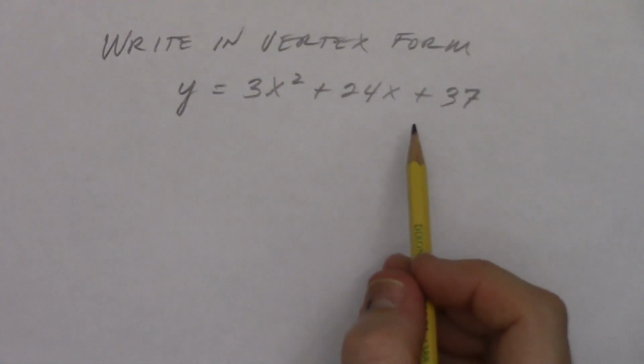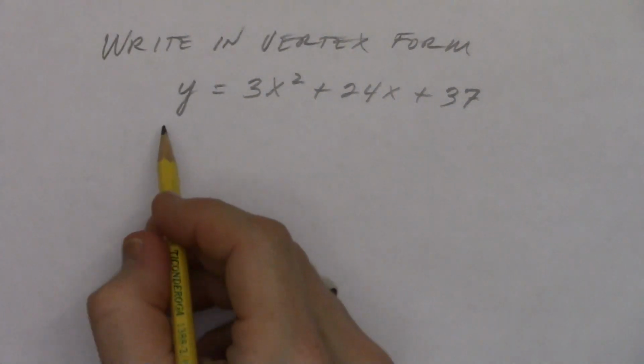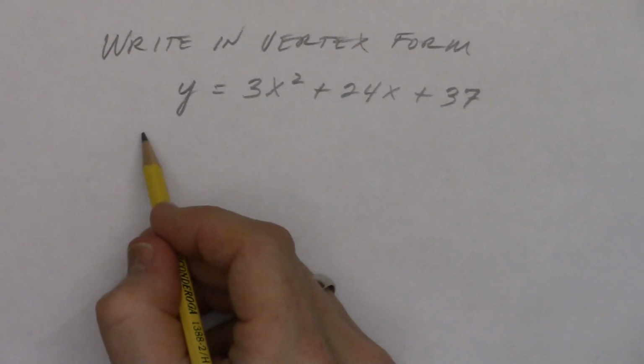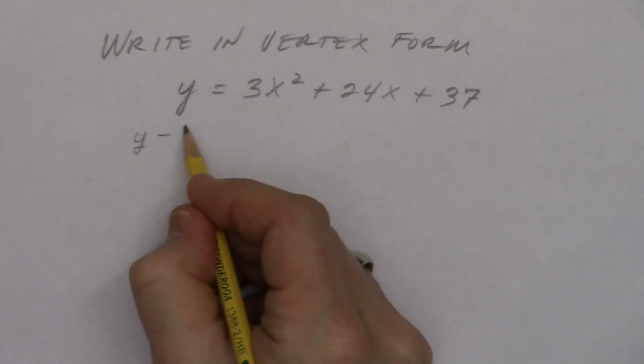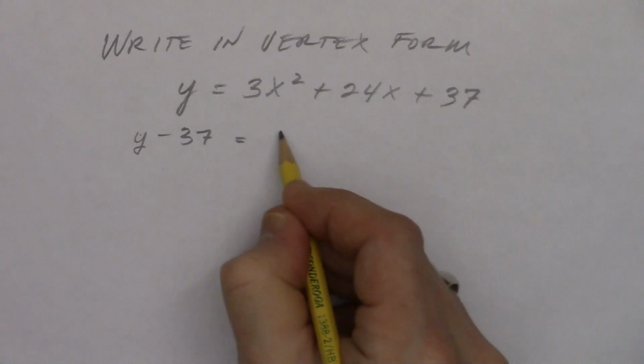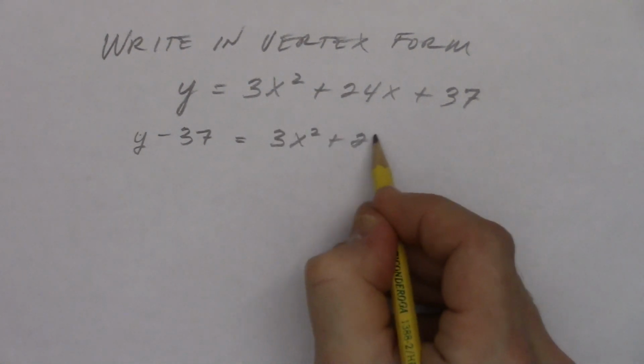Here we're given a quadratic equation and asked to write it in vertex form. And we can do that by completing the square. The way that I like to complete the square is isolating the terms with the x's in them. So I'm going to subtract 37 from both sides of the equation and I'll be left with y minus 37 equals 3x squared plus 24x.